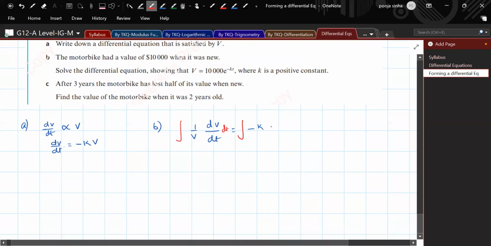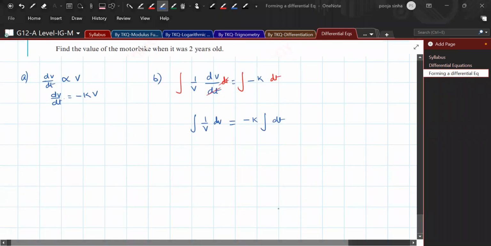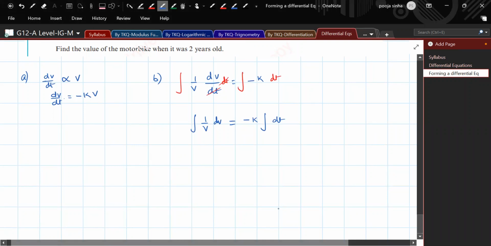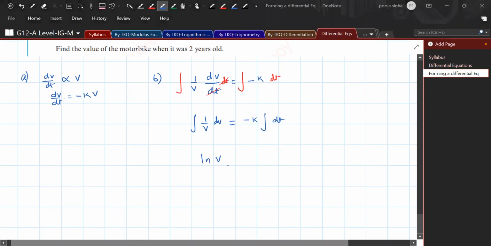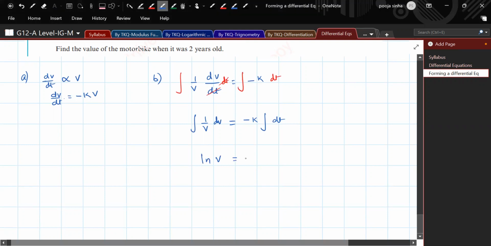Now what do we do? We will integrate, and this and this gets cancelled. बचा क्या, integration 1 upon V dV equal to minus k, बाहर, integration of dt. 1 upon V का आंसर क्या होता है? ln V. हाँ ln V is equal to, and this side it will become minus kt, plus c, right?